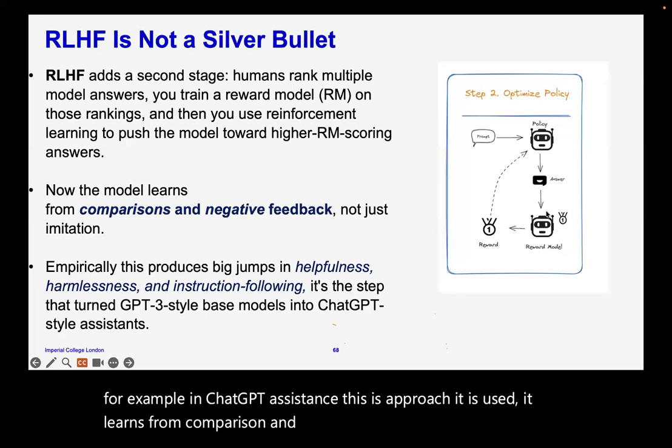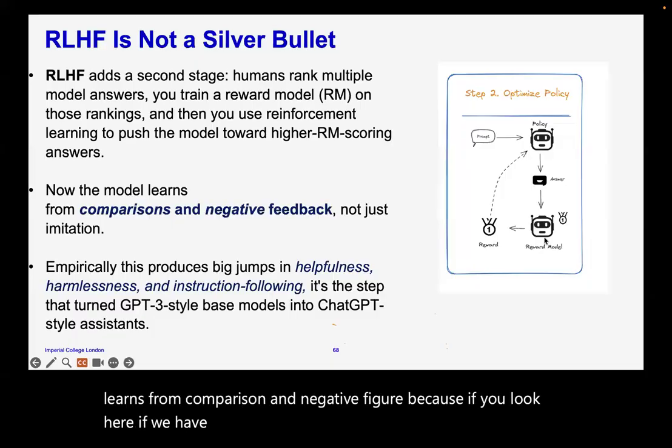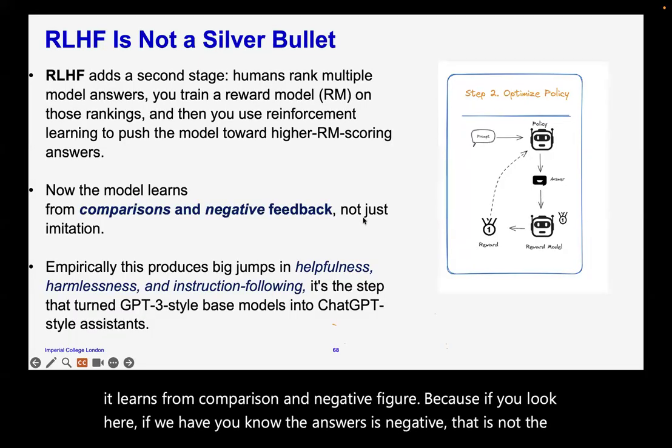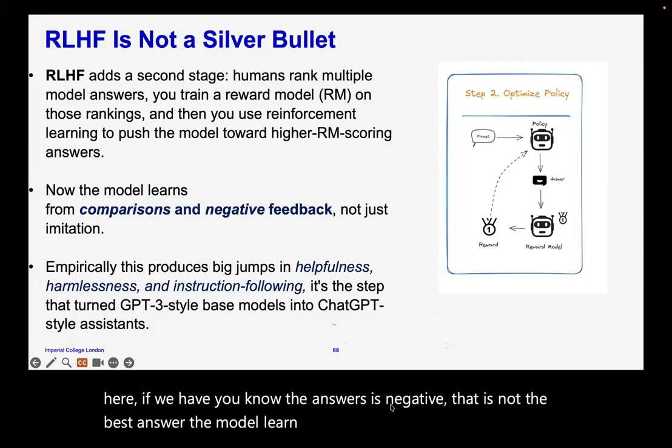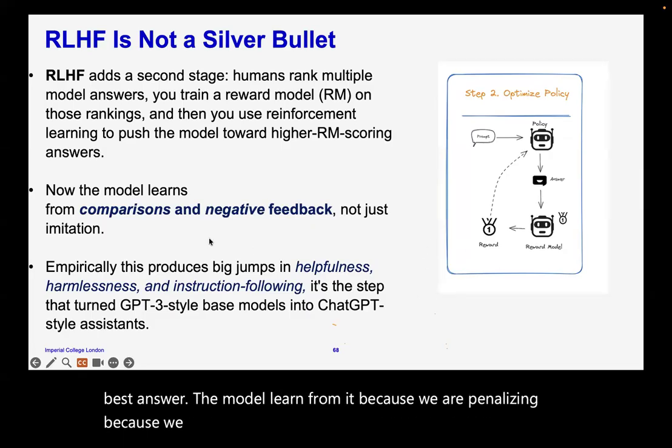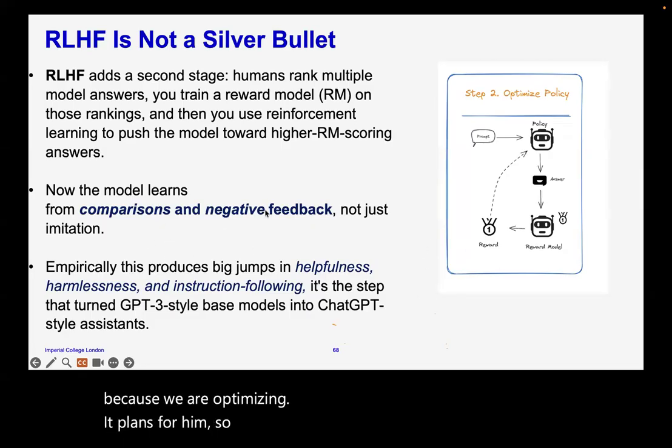Because if you look here, if the answer is negative, that is not the best answer. The model learns from it because we are penalizing, because we are optimizing. So it's learning from the negative feedback.